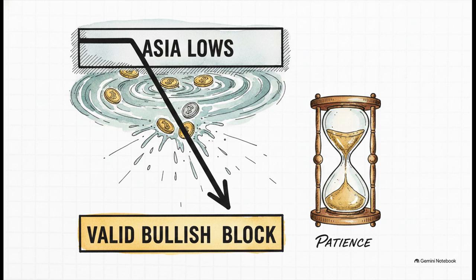Then comes the patience phase. And yeah, I know, this is often the hardest part for any trader. We have our pro-trend bias, and we've got our valid bullish block with a fair value gap sitting beautifully right below the Asia lows. Now, you literally sit on your hands. You do absolutely nothing until price sweeps that Asia liquidity and drops right into your zone. Let the market do the heavy lifting. Let it come to you.